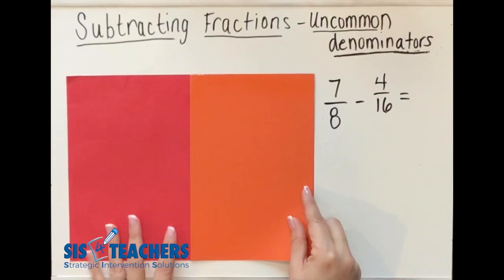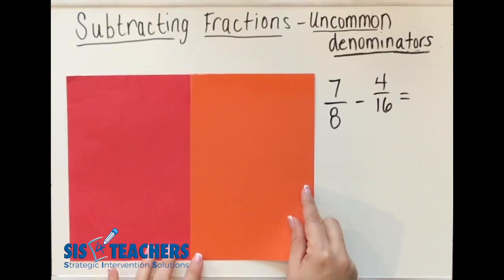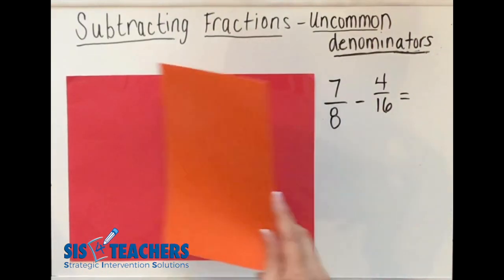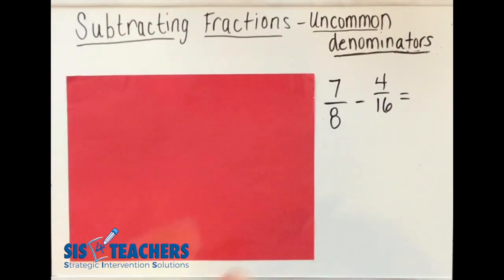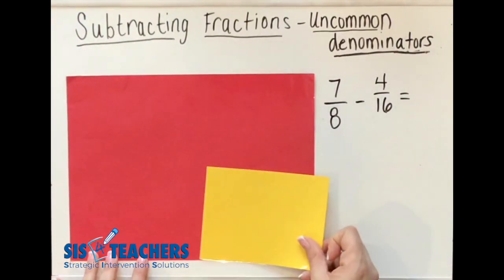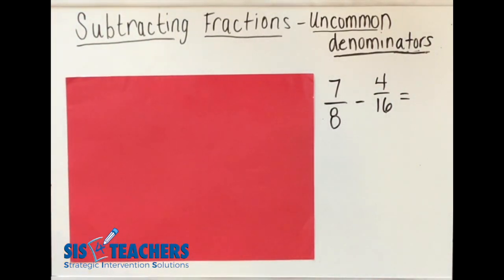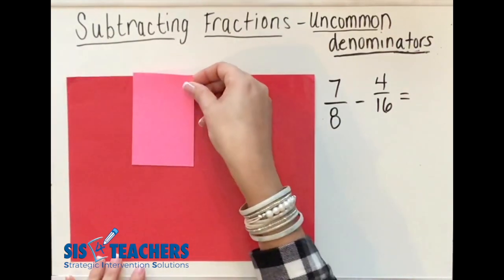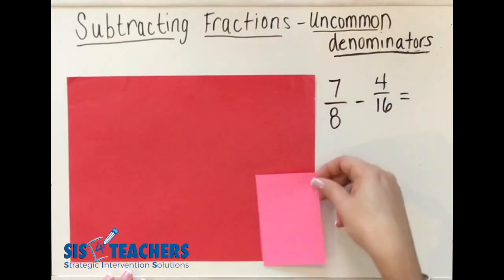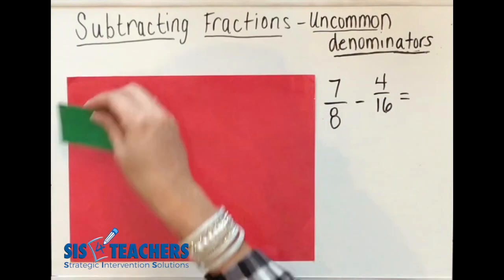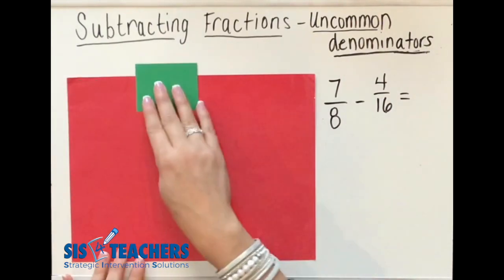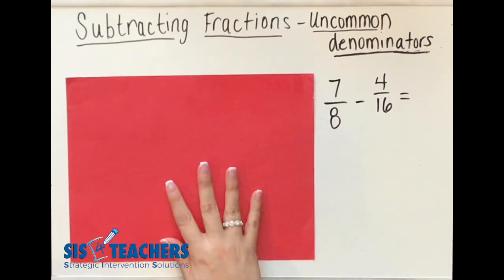Our area model papers have different pieces of paper that are cut out to equal fractional parts. So our orange in this case equals 1/2. Our yellow in this case is going to be equal to 1/4. And then our pink is going to be equal to 1/8. We could fit 8 of those on our total. And then we're going to use 16ths to show the parts.